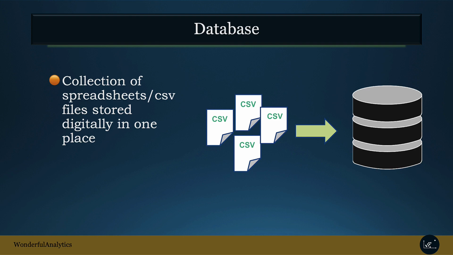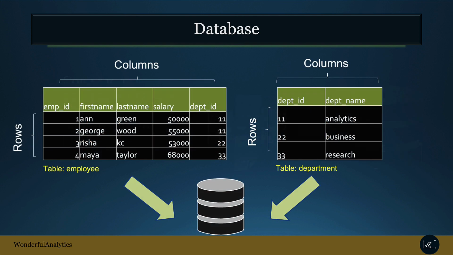Here we have two tables in a database. They are an employee table and a department table. If you look at it, the employee table has 4 rows and 5 columns, whereas the department table has 3 rows and 2 columns. Now that you have learned what a database is, let's talk about relational databases.